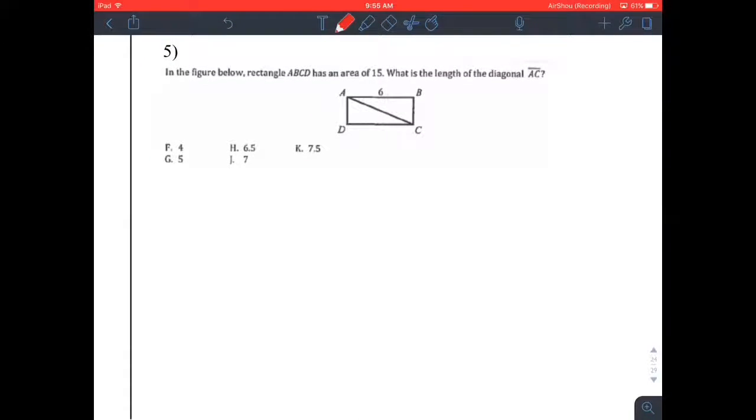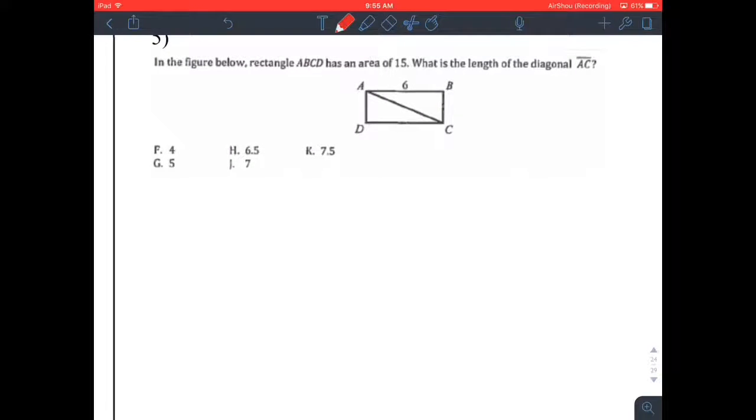Number 5. In the figure below, the rectangle ABCD has an area of 15. What is the length of the diagonal? This is also a two-part question. To figure out the length of the diagonal, you got to first find the length of BC. We'll call that X. Once we find that, then we're going to find the length of AC. Actually, let's call this BC Y.